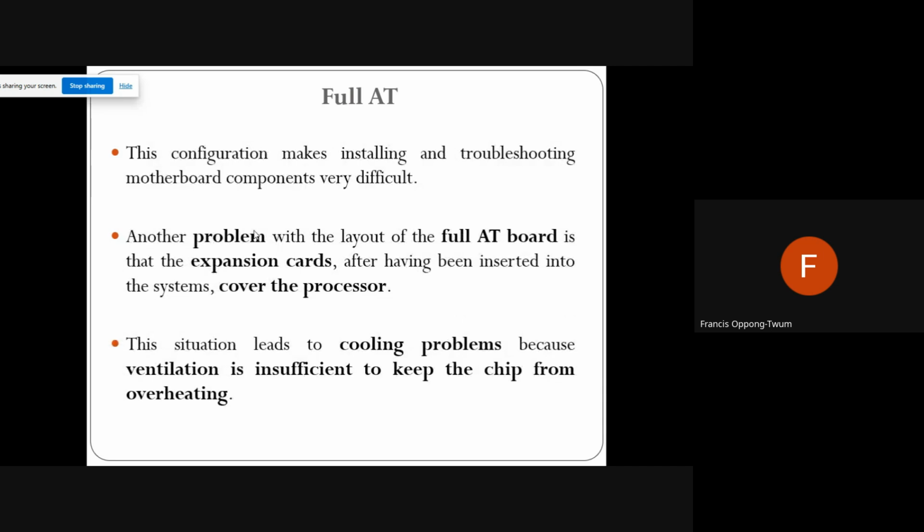And please, this is no more in the market. I can boldly say that we can't find this full AT. This configuration makes installing and troubleshooting motherboard components very difficult. Another problem with the layout of the full AT board is that the expansion cards, after having been inserted into the system, cover the processor. This situation leads to cooling problems, because ventilation is insufficient to keep the chip from overheating. So please, this full AT motherboard is out of the market and we have moved beyond that.